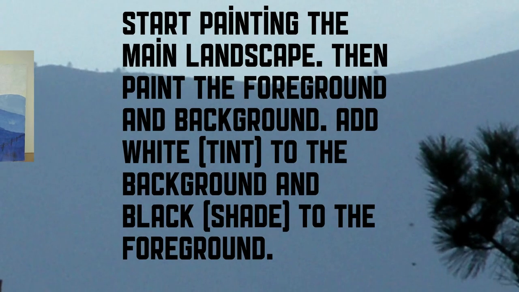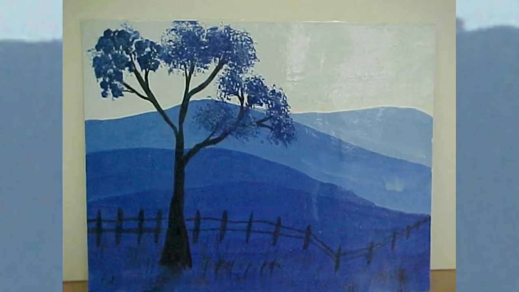Okay, start painting the main landscape and then paint the foreground and then the background, and add in white to the background and black shades to the foreground. Here's a good example of how there's a lot of detail in the foreground and then no detail at all in the background. And it gets lighter as it goes further back and gets darker as it gets closer to us.